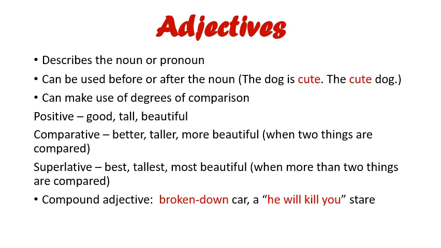Please note, we never use -er and more together. So you will never say she is more taller than her friend. So it's either taller or more plus the word. The same with superlative. We don't use -est plus most. You won't say she is the most tallest girl in the class. You will say she's the tallest. You cannot use both together. Also note the use of compound adjectives. A broken down car or a he will kill you stare.